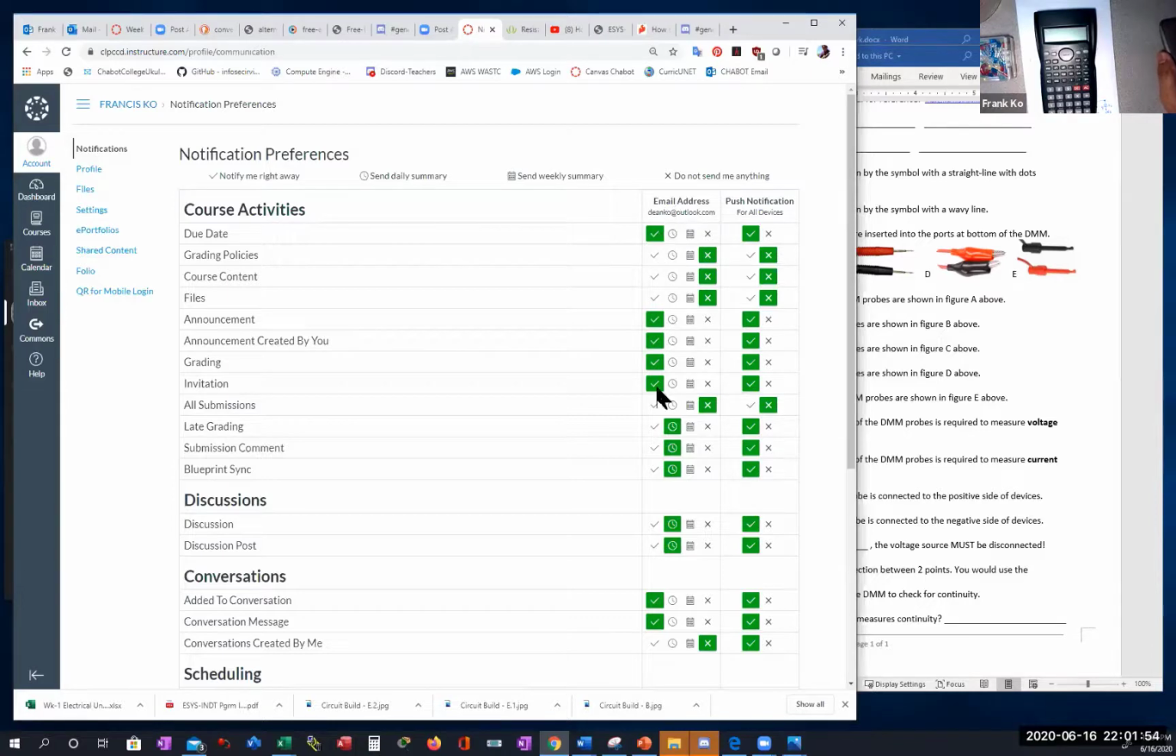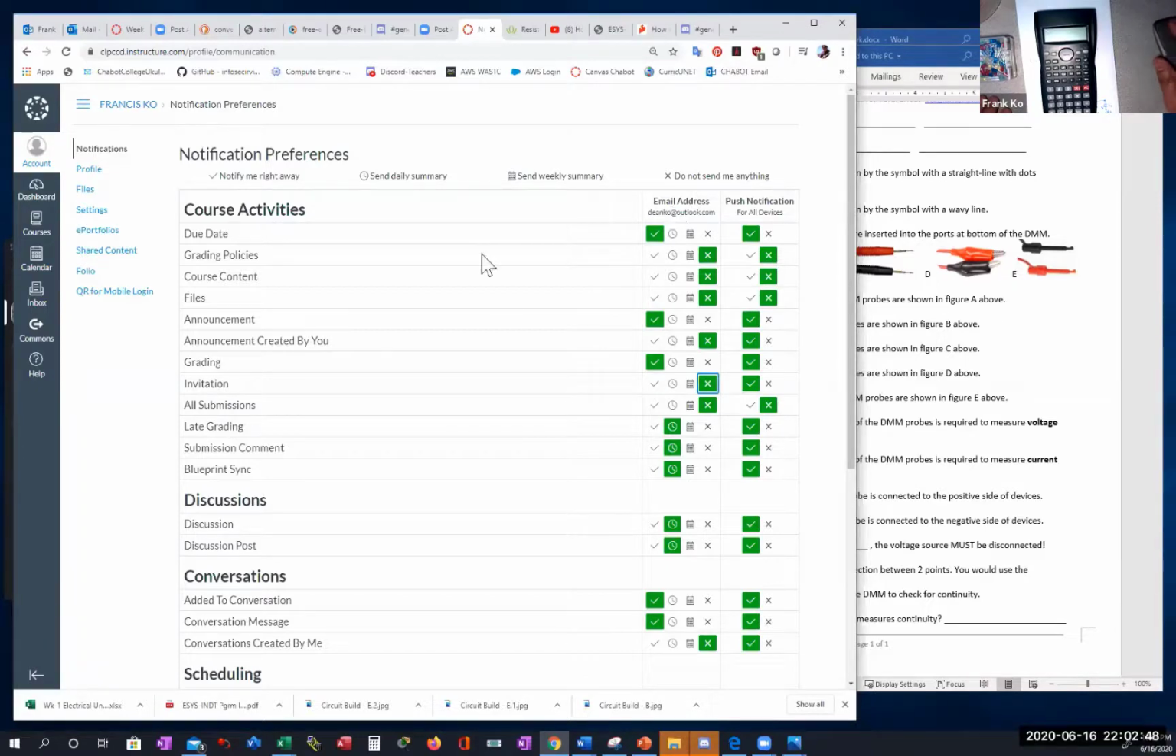But you want to make sure that the green checkboxes are checked for your personal email address. Due date has to have a green checkbox. Announcement has to have a checkbox. This one does not have to have a green checkbox. We can leave this here. Grading has to have a green checkbox. Invitation does not have to have a green checkbox. Late grading, submission, comment. These can be whenever you log in. Okay, so these can be in the middle. Discussions, these can be in the middle. But the most important things are due date, announcement, and grading. Very, very important to see those because when I send out announcements and I ping the whole class, you will see it ring you through Canvas to your personal email.